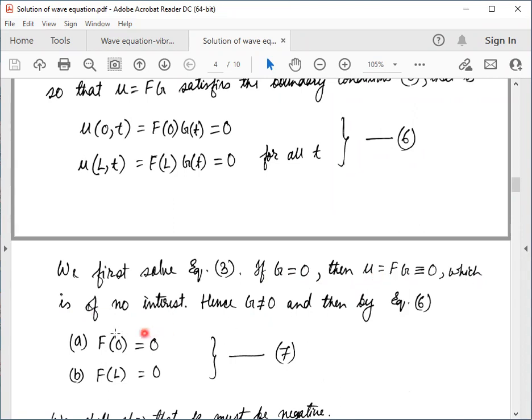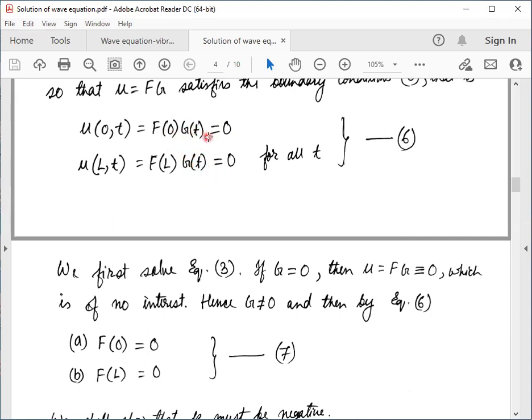Okay, and which is of no interest because we want to study a vibrating string. When u equals f times g equals 0, the string is at rest, it is not vibrating, and this is of no interest. Hence, g should not be equal to 0. And by equation number 6, this g should not be equal to 0.